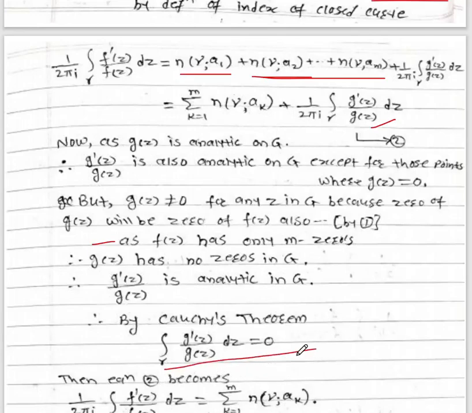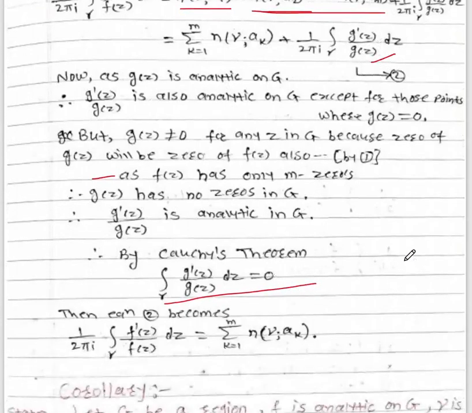Now we put this value in equation number 2 instead of that integral, that is 0. So this term becomes 0, and the only term remaining is 1 upon 2π integral over gamma f'(z) upon f(z) dz equal to summation k equal to 1 to m of η(γ, ak), which is the required result of this theorem. Hence the theorem is proved. So this is the complete proof of the theorem.